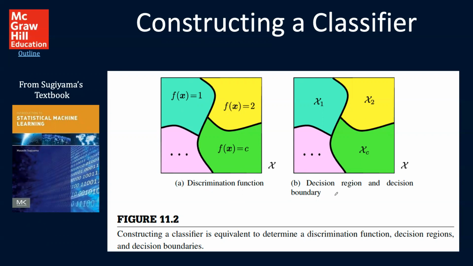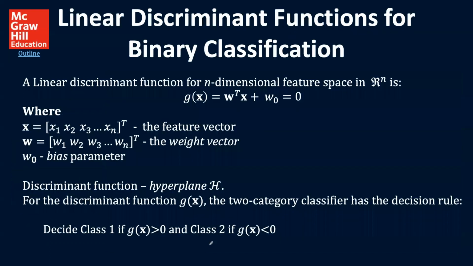The other approach is decision regions and decision boundaries. So constructing a classifier is equivalent to determining a discrimination function, decision regions, and decision boundaries. So just an illustration as we're starting to try and think of not only the theory, but figuring out how we're going to be using it with our course project work.